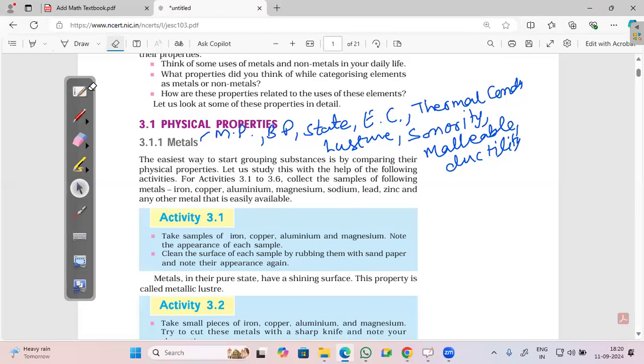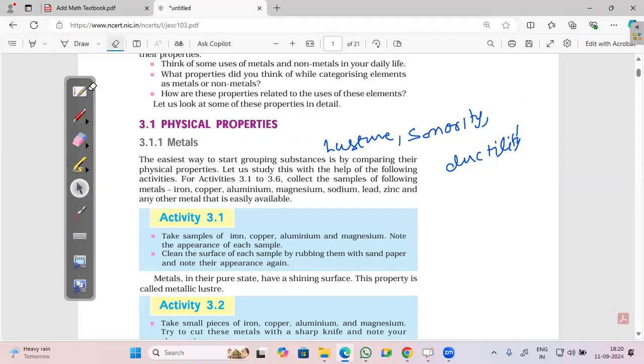So one by one, we'll look up the properties of all of them, like the melting point, boiling point, and state. What will be the state of all the metals? Solid. Okay. All the metals are solid at room temperature. Room temperature is considered to be 27 degrees centigrade. So all the metals are solid at room temperature except mercury.